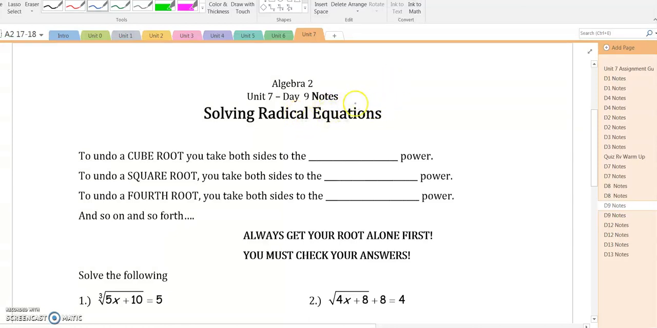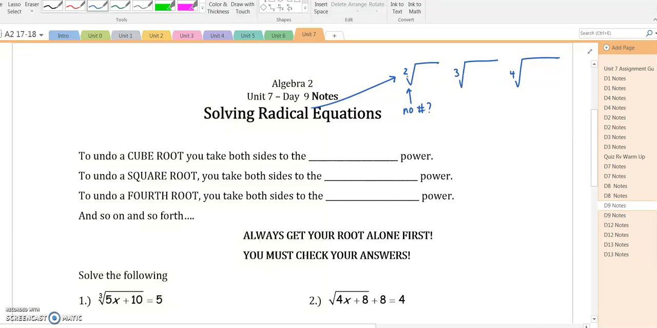Today we are going to be solving radical equations. Now remember, a radical is something like this, or sometimes it has a number there. Remember, if there's no number, that means it's a 2. Okay, but that's what a radical is. So today we're going to talk about solving equations that involve these radicals.